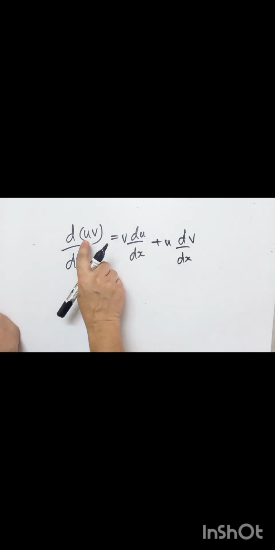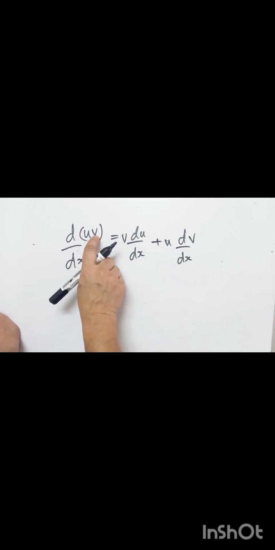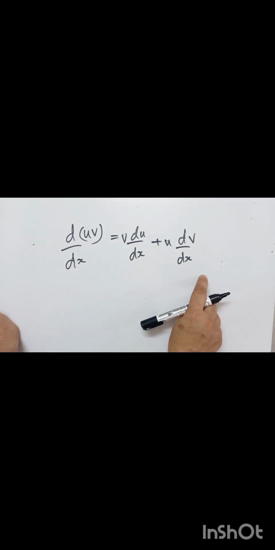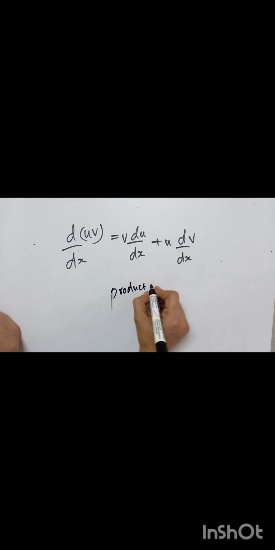So here, first you have to take the first function as it is and multiply with the derivative of the second function, plus you have to take the second function as it is and multiply with the derivative of the first function. In this way you have to do. This rule you have to apply. This is called the product rule of differentiation. Product rule. Okay, similarly we have the quotient rule also, that we can see later.